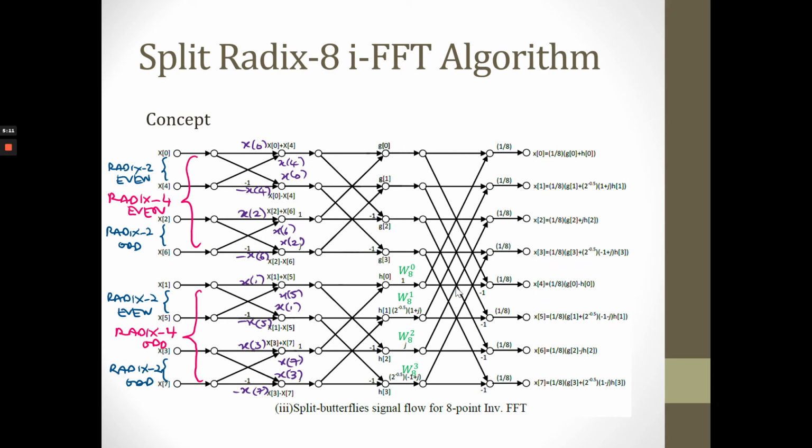The next one for x4, from this point we have G0, plus this function W0, which is 1, multiplied with H0, and then at this point it is multiplied with W4, which is equal to -1, so it becomes negative H0. So G0 minus H0, multiplied with 1 over 8, we have x4.